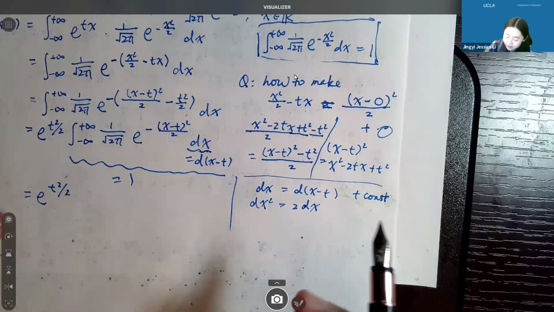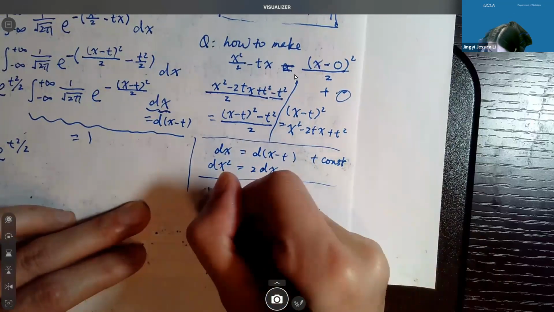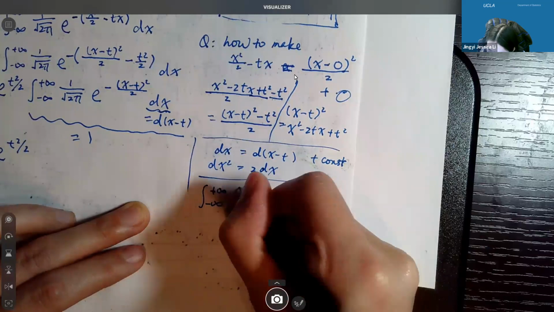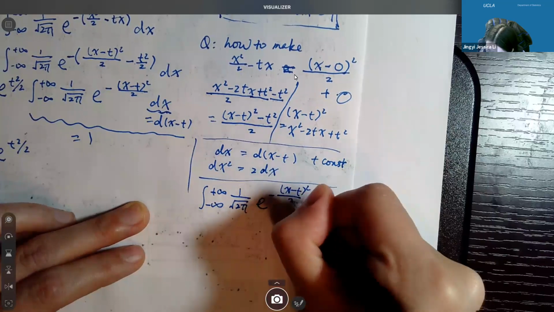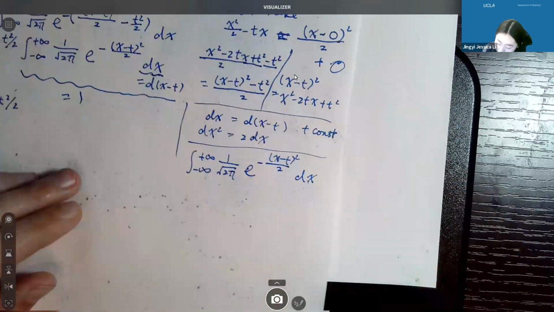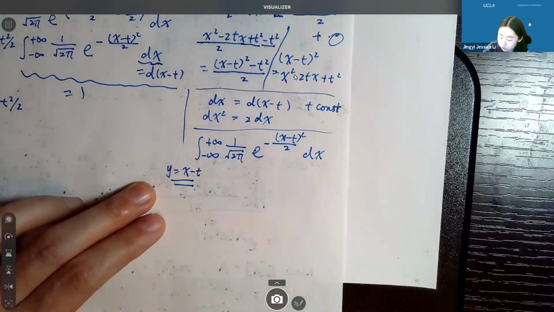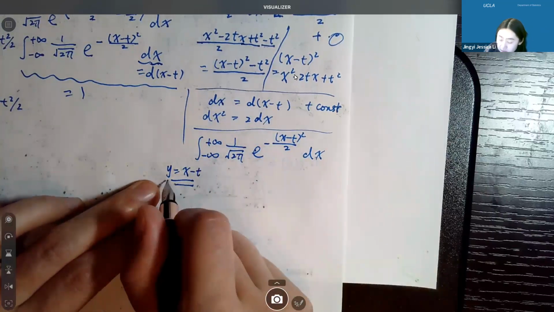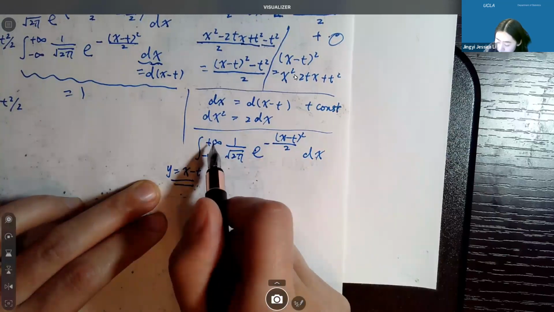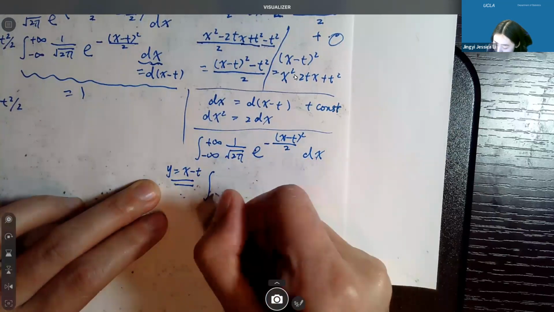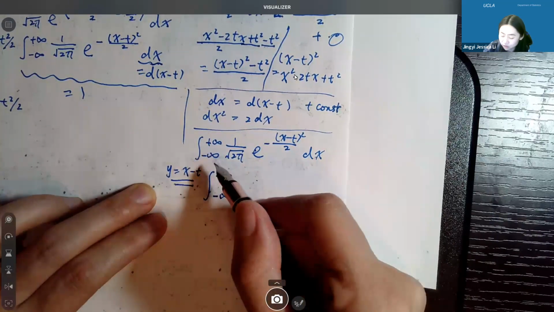Maybe let's go one more step; probably this is a better explanation. Negative infinity to positive infinity, 1 over root 2 pi exponential to the power of x minus t squared over 2 dx. Let's formally do a change of variable. Let's say I define y equals x minus t. Then I do the integration for y instead of x. The range of x goes from negative infinity to positive infinity, so for y the range is still negative infinity to positive infinity, because no matter what t is, shifting the real line gives still the real line, right?